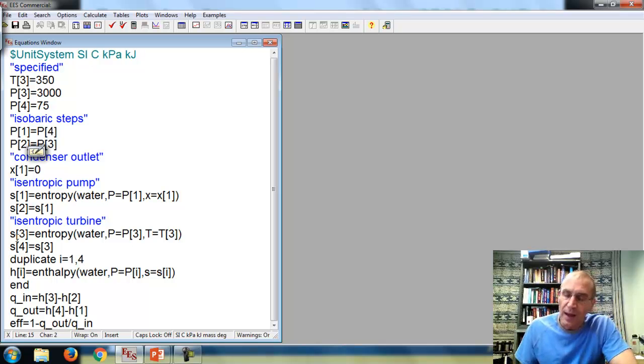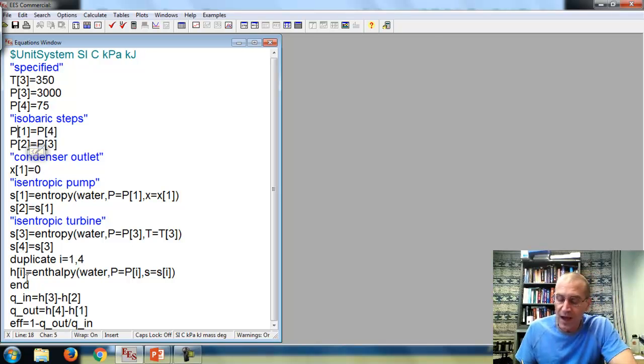So let's go ahead, point 3 was already specified in the problem, T and P, which are independent. It's a superheated vapor, so we can go straight to point 4. So I've got an isentropic turbine, same way I do the pump. I specify what the entropy is. Here my 2 variables are P and T, P3 and T3, and then I'm going to say S4 is S3. It goes straight down on the TS diagram. And now I've got S4 and P4.